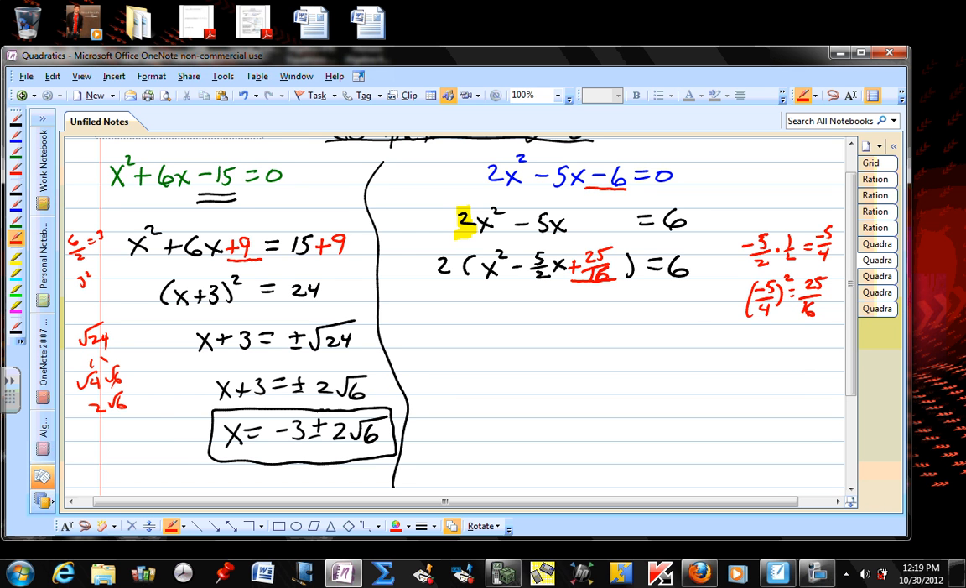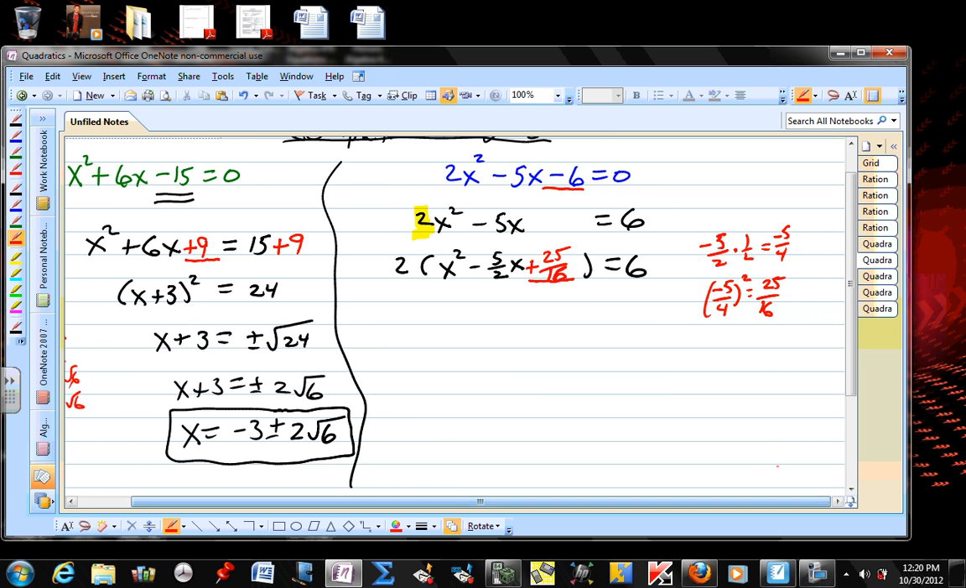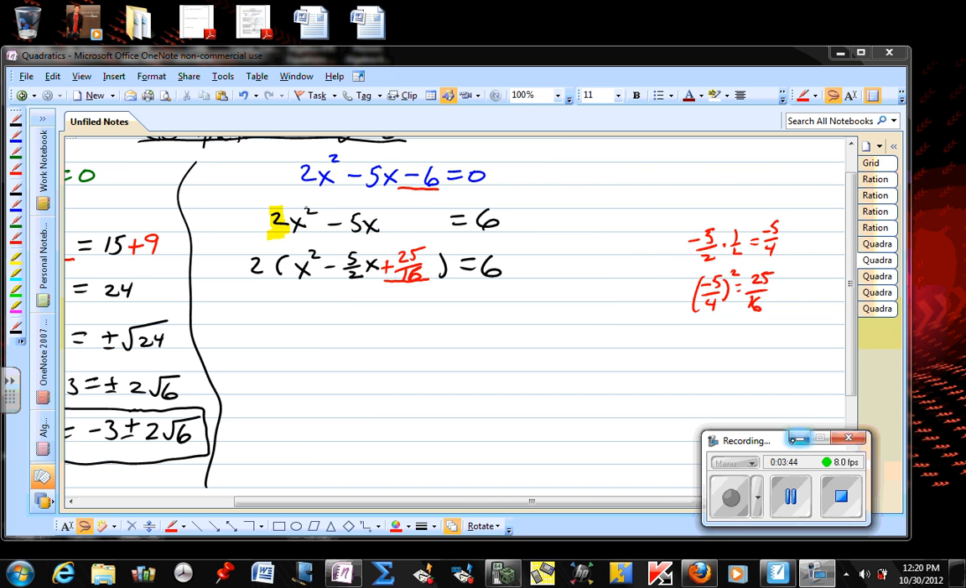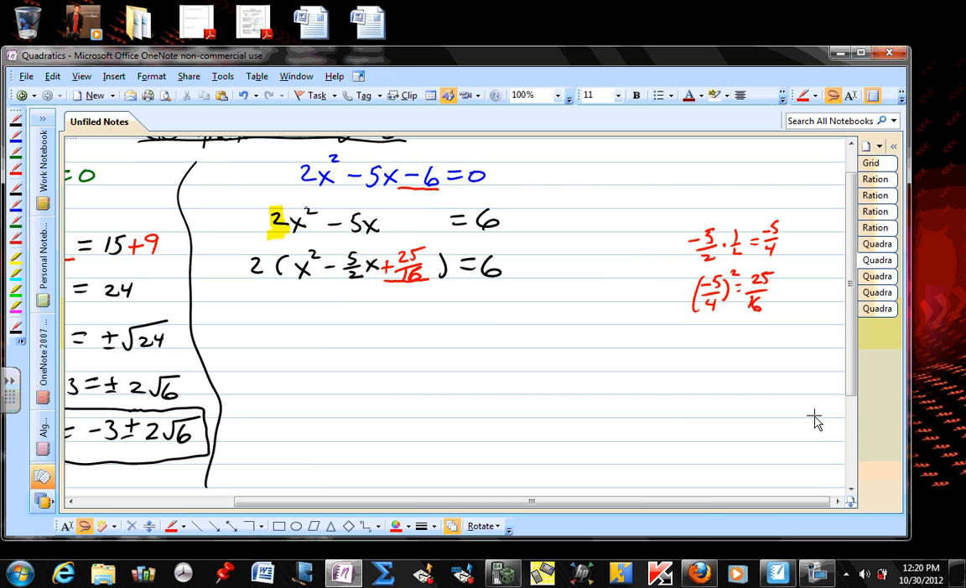Okay, now let me give us a little more room. Okay, now we've got a little more room. Let's continue the problem. You can see it looks like we added 25 sixteenths to each side, but we really didn't add 25 sixteenths to the left. We added 2 times 25 sixteenths, because if we were to distribute the 2, you can see that we added 2 times 25 sixteenths. So on the right side, to keep everything balanced, we're going to add 2 times 25 sixteenths.